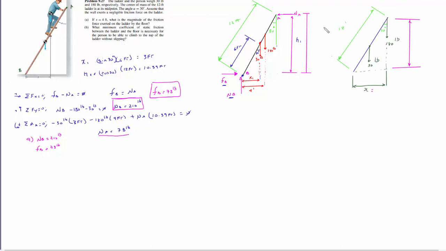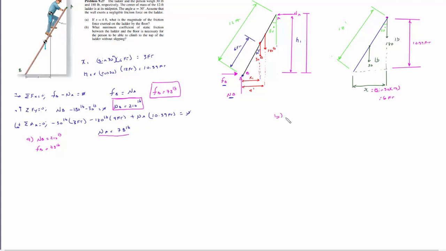So if I draw the other free body diagram, the only thing that changes here is now the weight of the guy is 180 pounds. So this x distance is going to change, and how's that going to change? Well, now it's going to be the sine of 30 times 12, which we know is going to be 6 feet. We've already computed H1, which came out to be 10.39 feet.